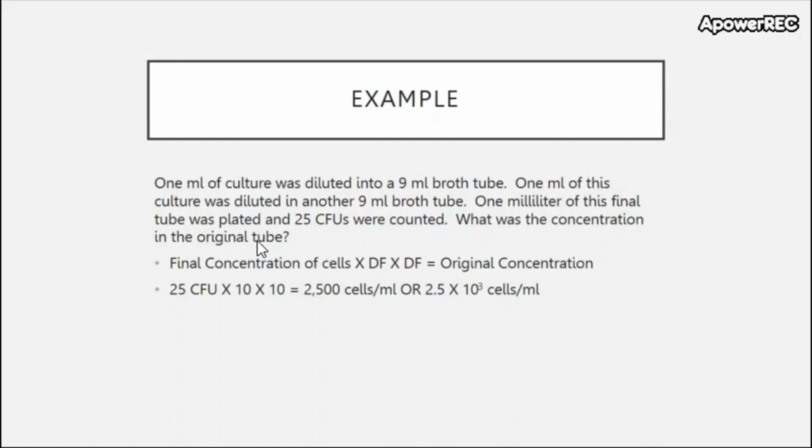So this is pretty easy. We're going to use our formula. We're going to take our final concentration of cells and multiply it by our dilution factors. We had 2 dilution factors here for 2 dilutions, and that will tell us our original concentration. So we had 25 CFUs, we times it by 10 for the first dilution factor, multiply it by 10 for the second, and we get 2,500 cells per mil, or 2.5 times 10 to the third cells per mil.